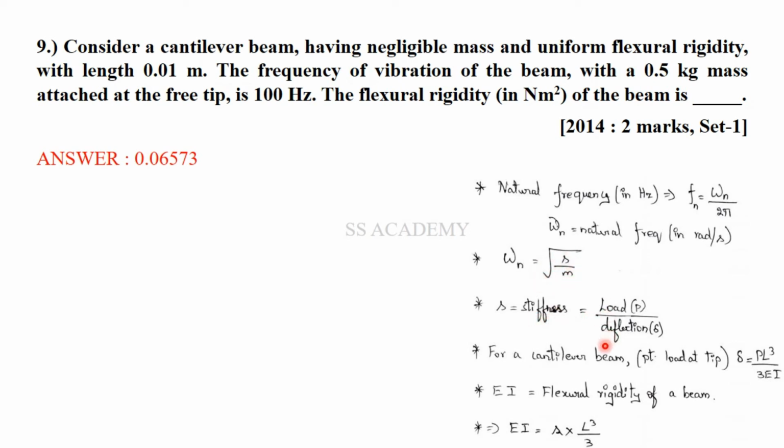For a cantilever beam, particularly having a point load at the tip, the maximum deflection is given as PL cube by 3EI. You have to remember this formula. They have asked the EI, flexural rigidity of the beam. So by consolidating all these formulae and simplifying, you will be getting EI is equal to S into L cube by 3. So just by substituting the given values, you will be getting the flexural rigidity.